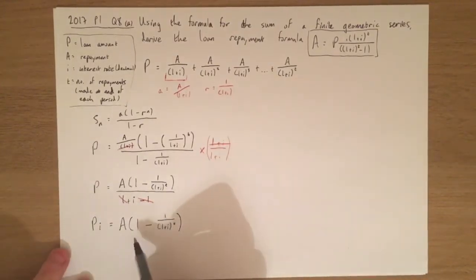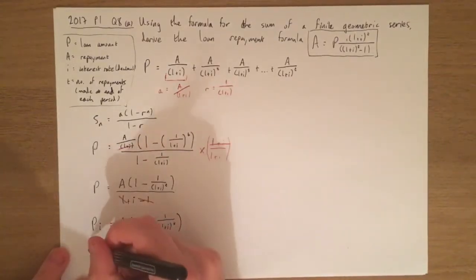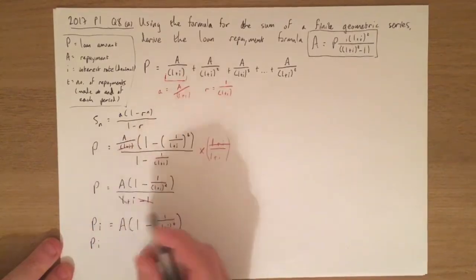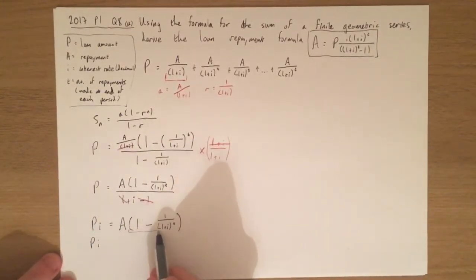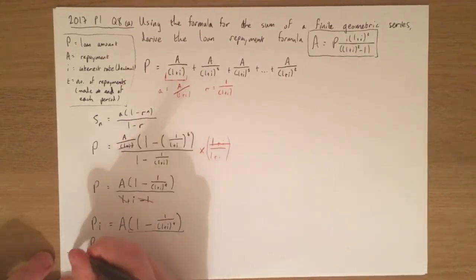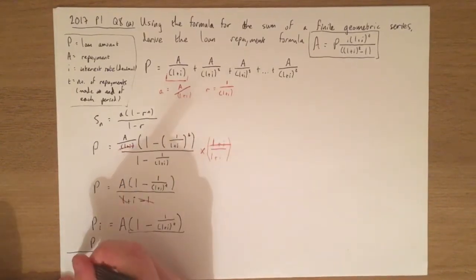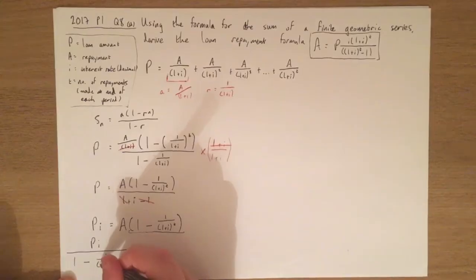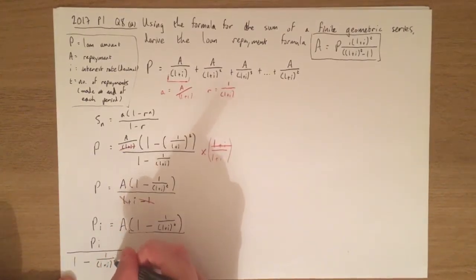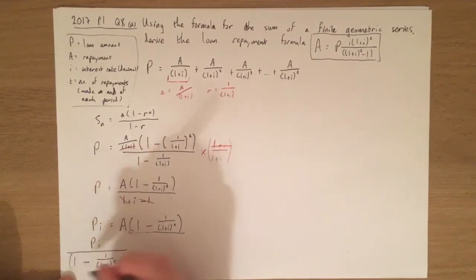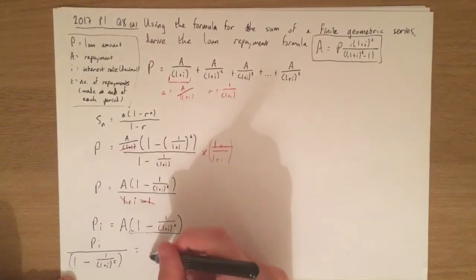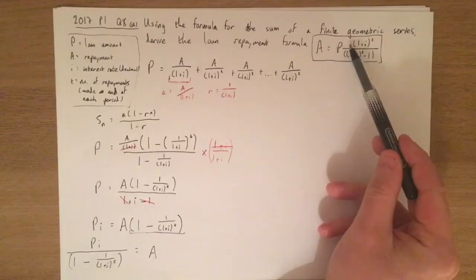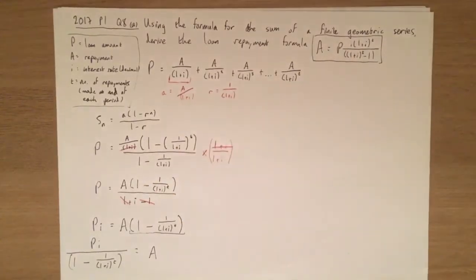So I'll do that here. P times I. So bringing this over to the other side, it becomes divided by 1 minus 1 over 1 plus I to the t, is equal to A. So I've got my A, I've got my P multiplied by I, I just have a little bit more to sort out.